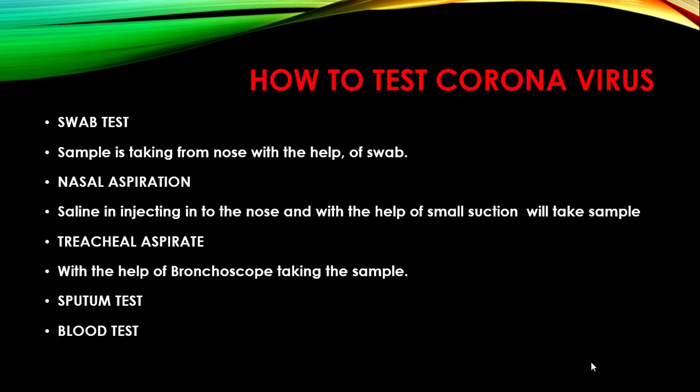There are different types of tests we are using to test for coronavirus. They are swab tests, where a sample is taken from the nose with the help of a swab. Next one is nasal aspiration. Saline is injected into the nose and with the help of a small suction the sample is taken. Next is tracheal aspirate, taking the sample with the help of a bronchoscope, and then sputum test and blood test.